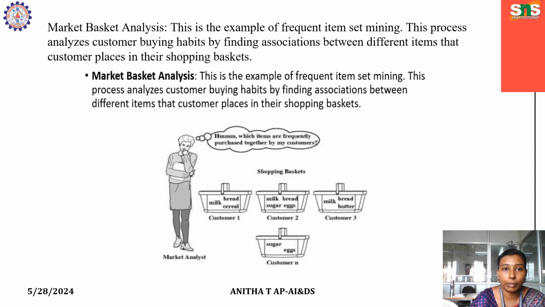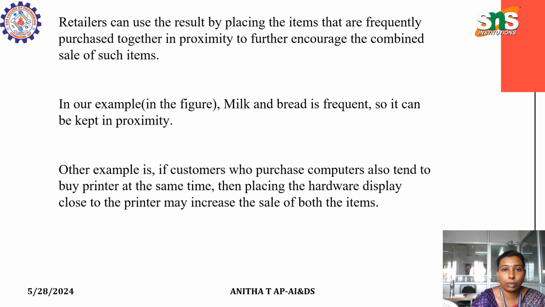Next, coming to market basket analysis, this is one of the best examples for association rules and also frequent itemset mining. This process analyzes customer buying habits by finding association between different items that customers place in their shopping baskets. Retailers can use the results by placing the items that are frequently purchased together in proximity to further encourage the combined sales of each item.